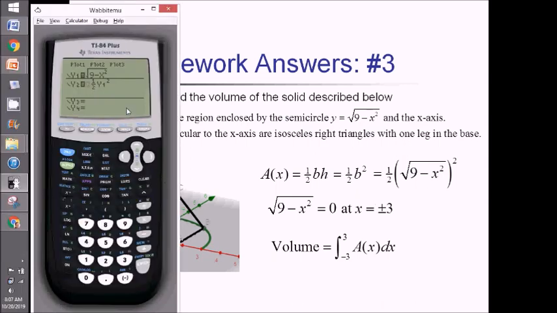To prevent some silly mistakes here, I'm just going to do as little as possible at a time. I'm going to put my semicircle as its own y equals, y1. And now I'm just going to take half of this function squared. So this is 1/2 base squared right here. Now going to my integral, we do math 9. We're going from -3 to 3. And then we're just going to do alpha trace y2, where I stored my area function, dx. And that comes out to exactly 18.